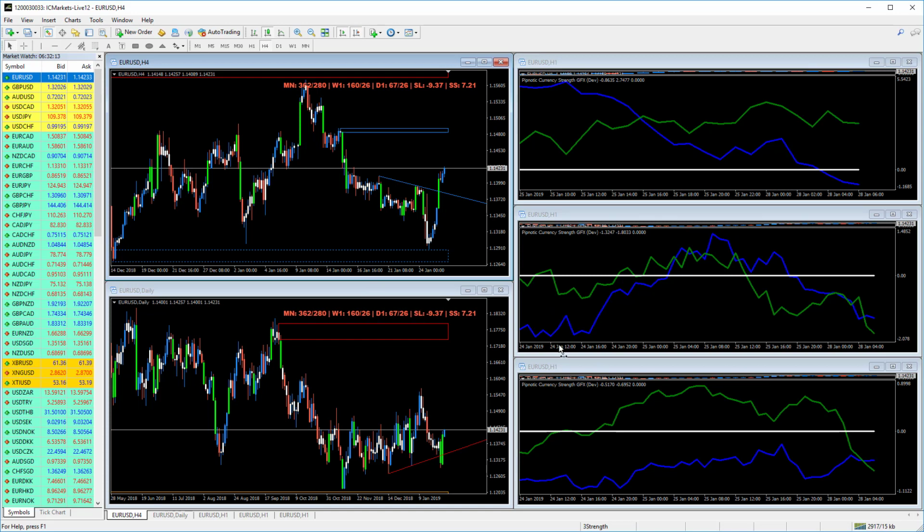This has been like this for as far back as I can remember. This is a really old configuration where I have my strength information on the right and my price charts on the left, and this is monthly strength, this is weekly strength, and this is daily strength. And so I can see what the American dollar and the euro are doing relative to each other on the monthly chart, the weekly chart, and the daily chart.